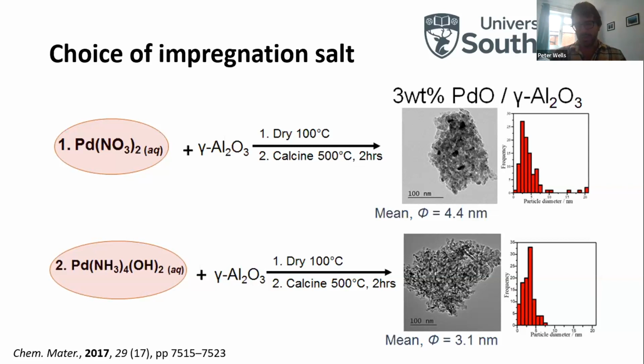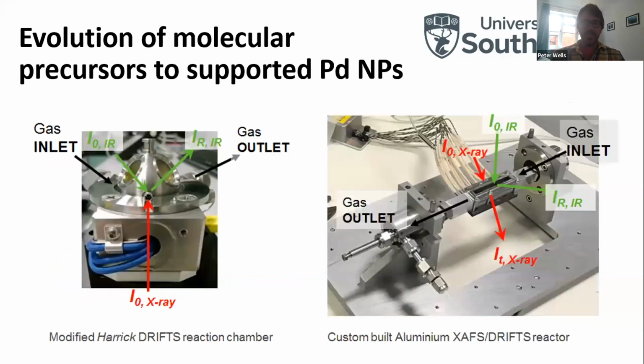But what we wanted to do was try to understand why the different precursors gave rise to these different particle size distributions. Why did the tetraamine palladium hydroxide yield smaller particles? And this coincided with some combined techniques we were setting up at Harwell at that time on combined X-ray absorption and infrared spectroscopy.